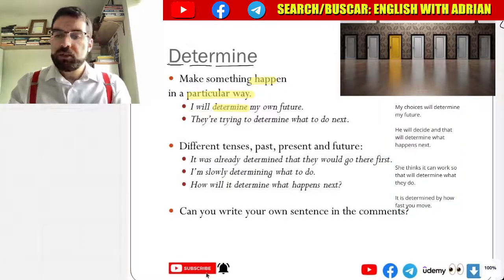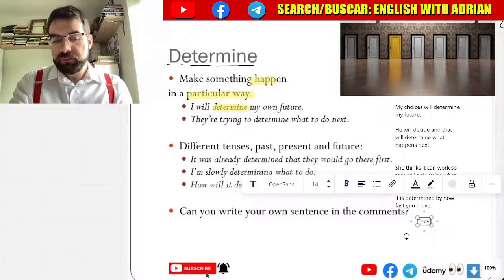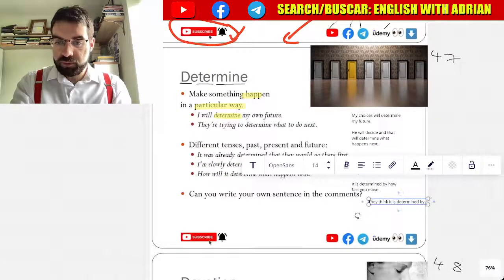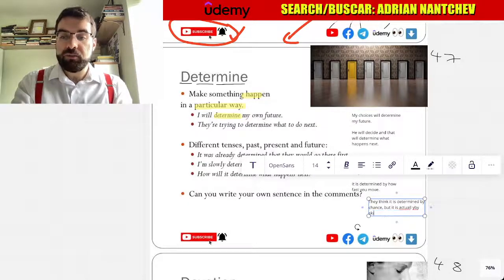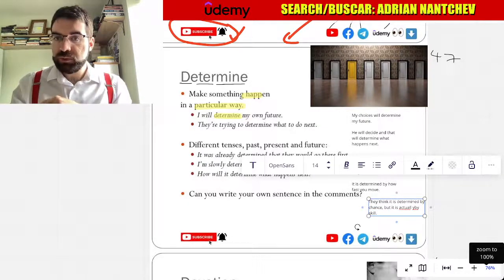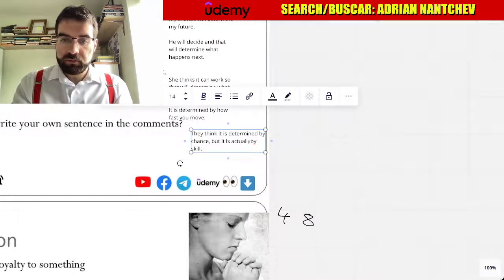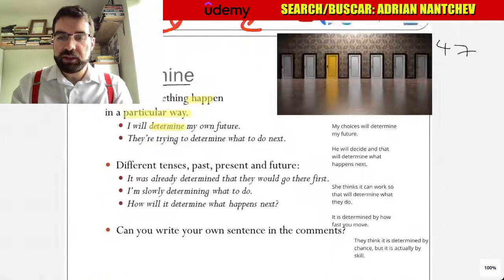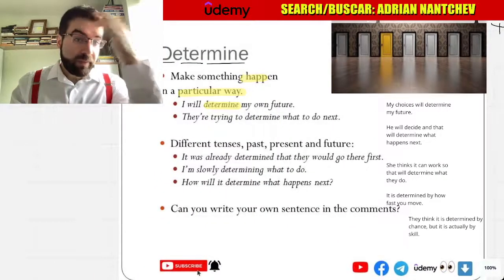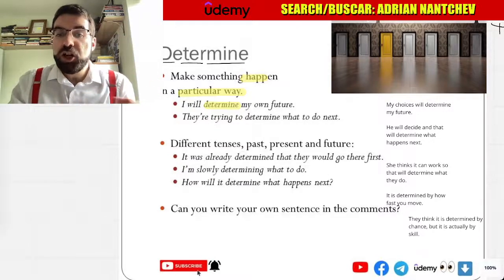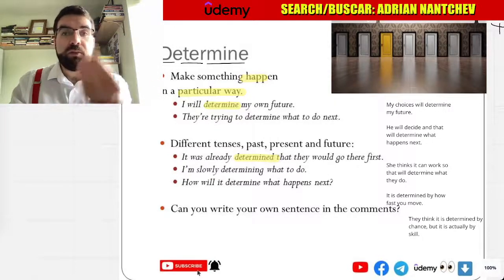They think it is determined by chance. By chance, but it is actually by skill. By skill. How cool is that, language explorers? So, it was already determined that they would go first.